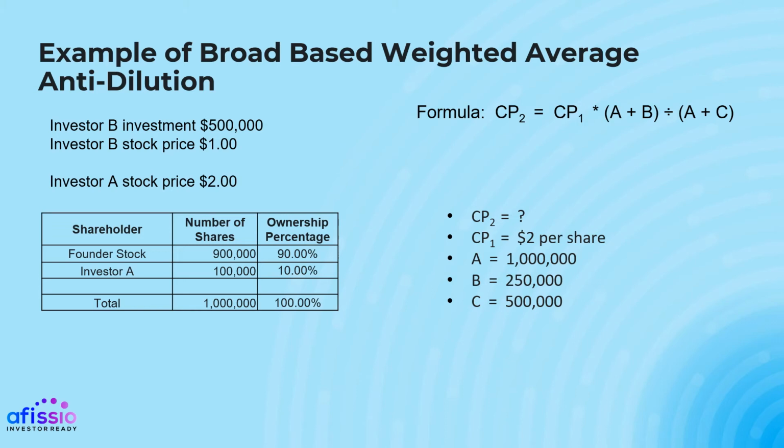B is equal to the total amount to be raised in the new down round divided by Investor A's price per share. So 500,000 divided by 2 is equal to 250,000. Then C is equal to the number of shares issued in the down round: 500,000 shares.